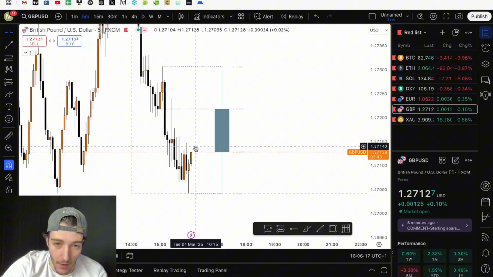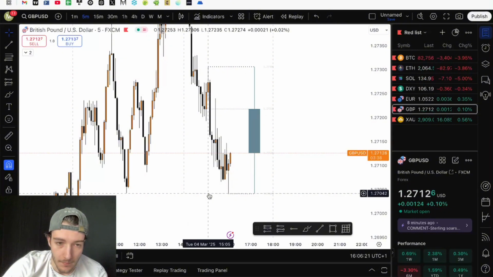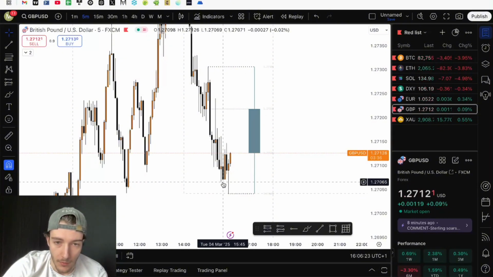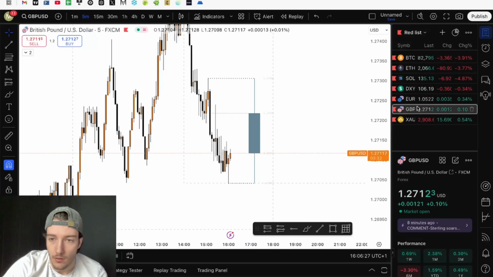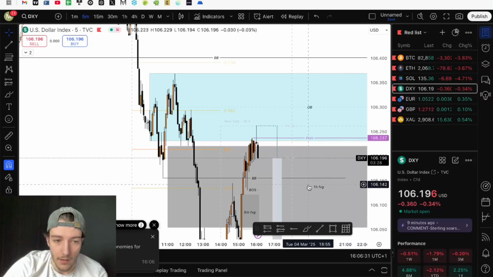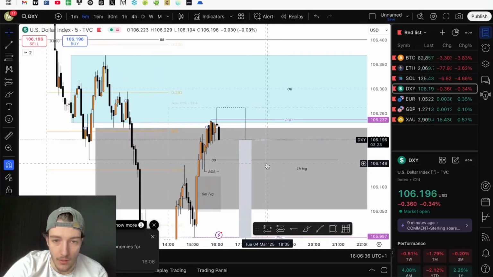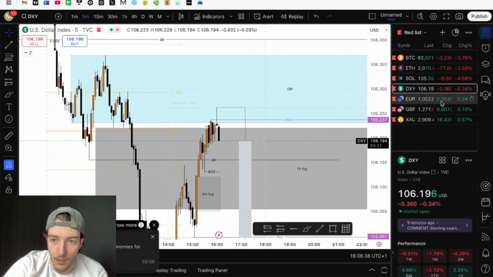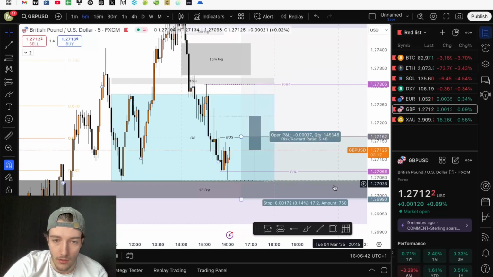Alright, I can imagine. We're gonna break structure here. There was a sweep here, a sweep here from previous low. Break of structure here would be nice. Alright, looks good. Looks good. We swept previous high, looking like we're gonna break structure on the dollar. Now our drawings came back also.